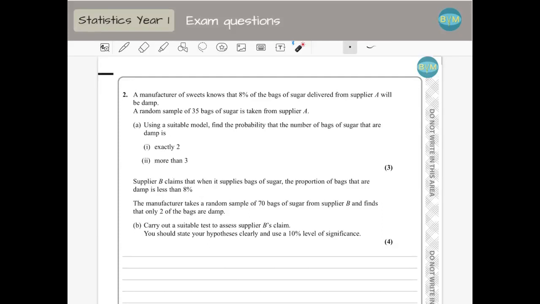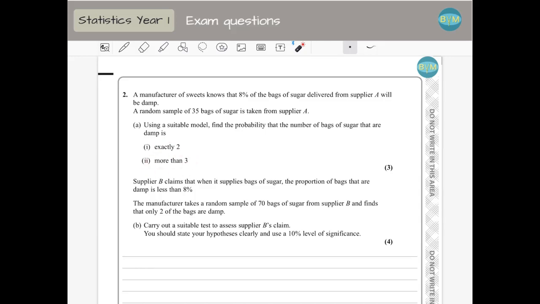Hello, this is question 2 on your June 2022 Statistics AS paper. So you have a manufacturer of sweets who knows that 8% of the bags of sugar delivered from supplier A can be dumped, and a random sample of 35 bags of sugar is taken from that supplier. Using a suitable model, find the probability that the number of bags dumped is exactly 2 or more than 3.